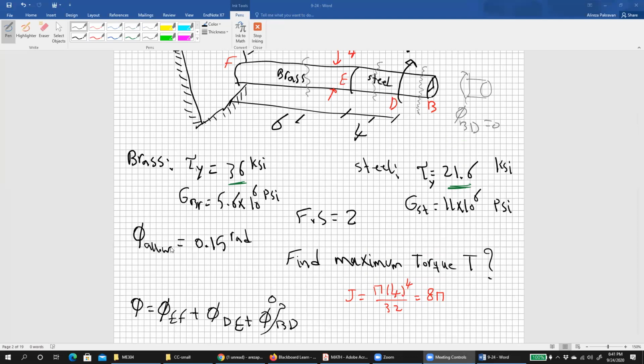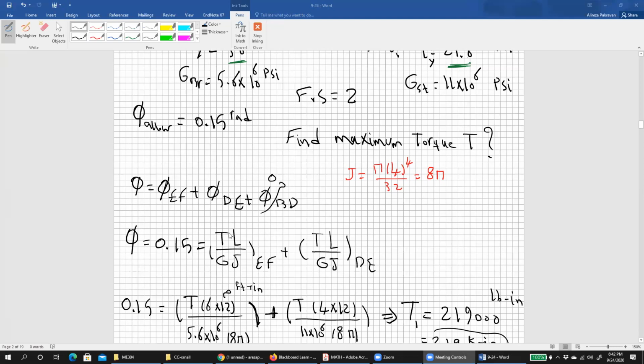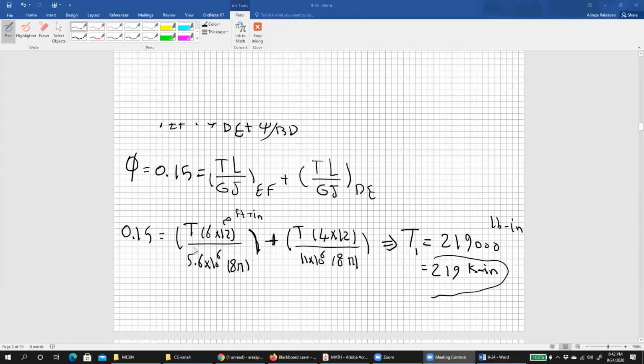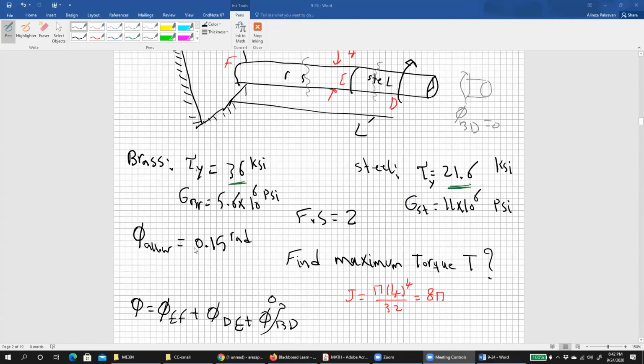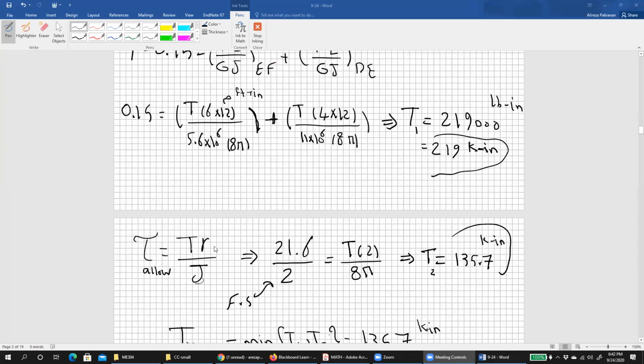If only phi is given, or only tau is given, we just find one T. But if both criteria are given, the allowable stress and the allowable angle, then we should find the two, because we have two formulas available, right? One formula for phi is TL over GJ, and one formula for stress is TR over J. And based on each one, we can find the individual T, and then we should pick the smaller. But if it's the same as the problem in last lecture, only the criteria for stress, tau y, is given, then we only need to use this formula, right?